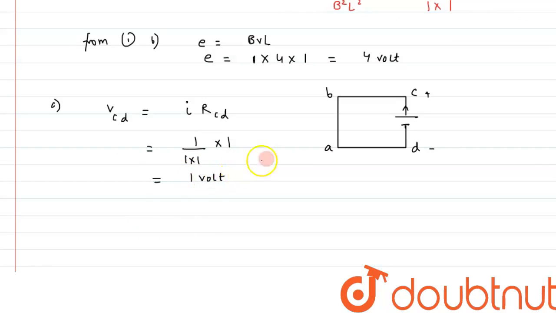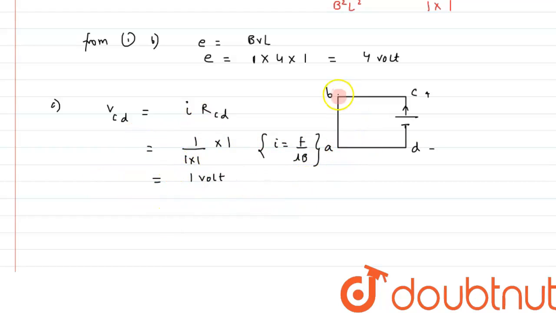Alright, so we can give the reason over here, since I is nothing but F by LB, or we could have used directly E by R. From there also we would have got the same result. So this is about the CD.